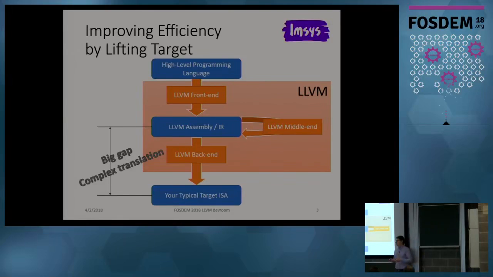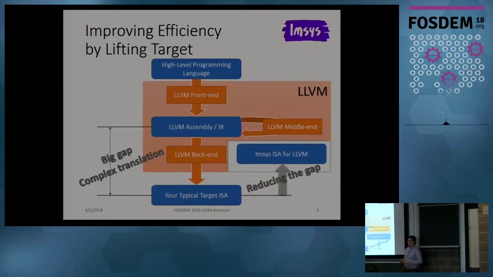Instruction set architectures are typically not designed with respect to the compiler's intermediate representation. What we want to do at IMSIS is lifting the instruction set architecture closer to the LLVM assembly level, so reducing the gap. And then we use an LLVM backend to target this architecture. So that's what the main topic of this talk will be.